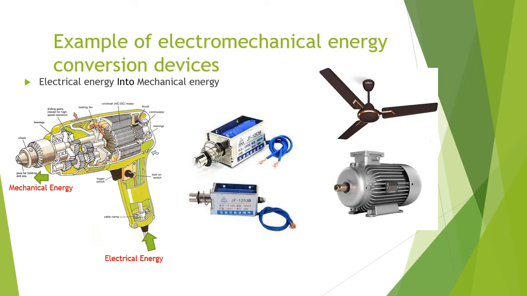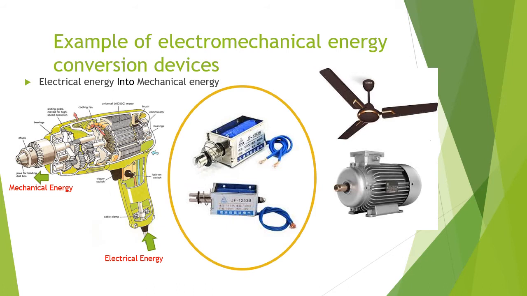Here in this slide you can see examples of electrical machine energy conversion devices that convert electrical energy into mechanical energy. First you can see the electrical drill changing electrical energy to mechanical energy, also electrical motors and ceiling fans. However, for further discussion about the energy conversion process in electromechanical devices, we are going to look deeply at the operation principle of the solenoid actuator.